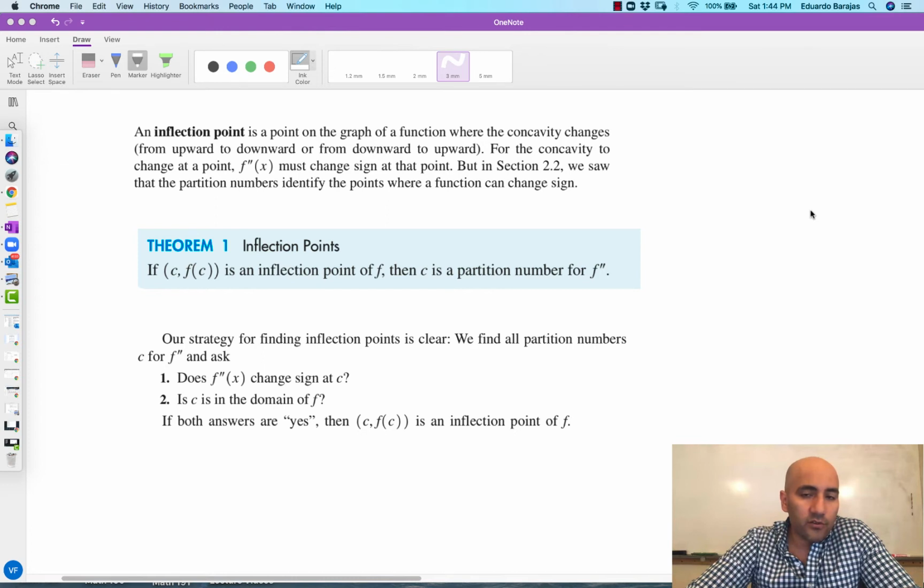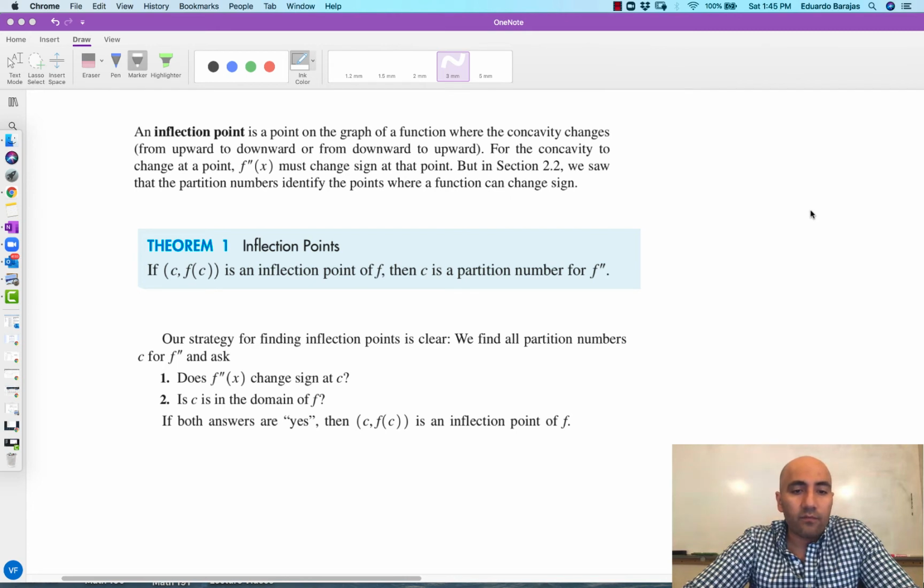Remember, the partition numbers are found by setting our second derivative, in this case, equal to 0 and figuring out what values give you 0, and also examining our function to determine what values result in undefined. So all the values that result in undefined, or all the values that result in a second derivative equal to 0, will be the partition numbers of the second derivative function. Okay, so we identify all those values. So let's say C represents a partition point.